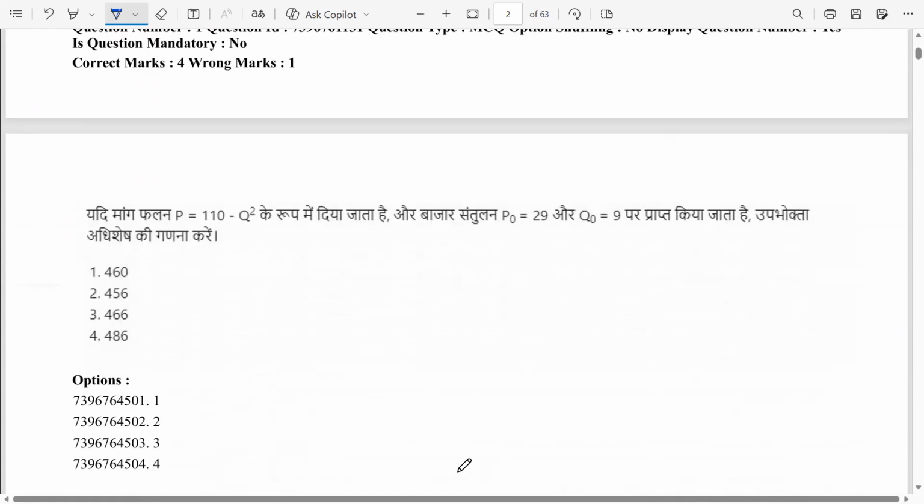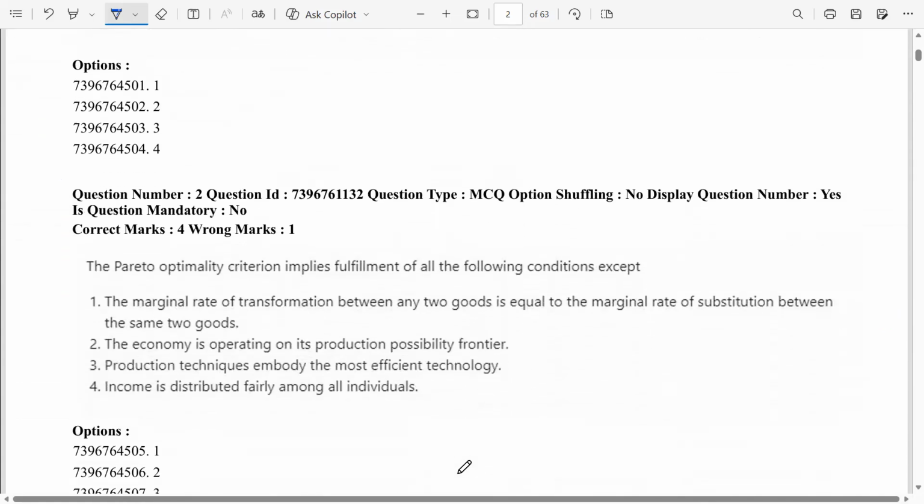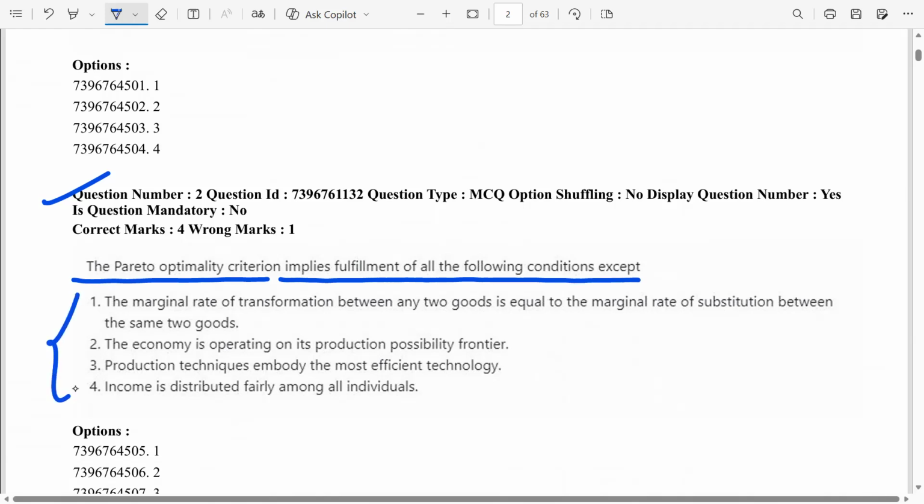Let's scroll down to question number 2. Question number 2 is a theory question. The Pareto optimality criteria implies fulfillment of all the conditions except which of the conditions? We are given 4 conditions. And Pareto optimality is a concept which I cover in my lectures on general equilibrium in the intermediate microeconomics course. For Pareto optimality, it all talks about efficiency and efficient allocation of resources.